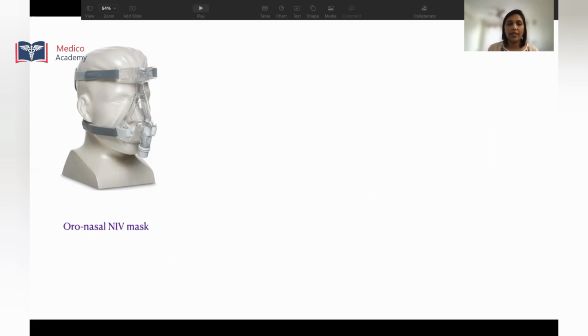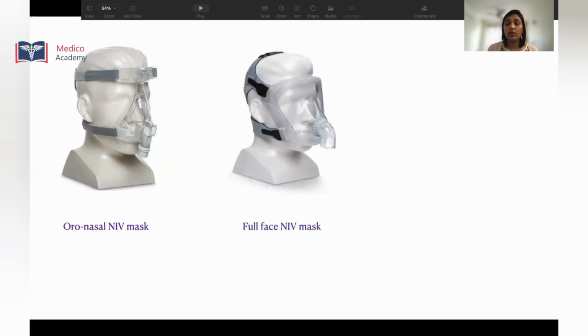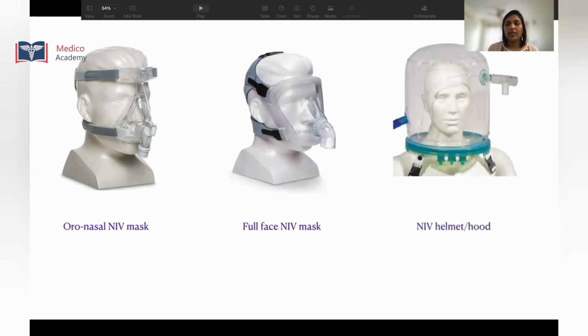So the oral cavity and the nose are included inside the mask, and then positive pressure ventilation is applied to this area. Another is the full face NIV mask, where the entire face area is included, and a tight seal is formed, and then it is connected to a positive pressure ventilator. And this, as we saw in the previous picture, is a NIV helmet or hood.